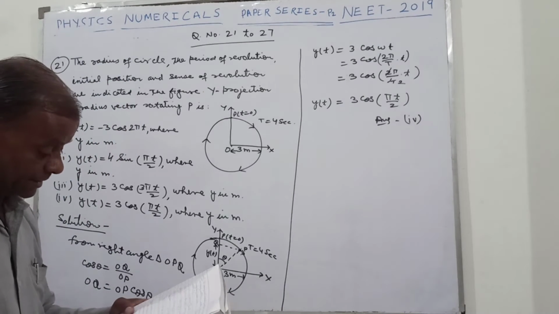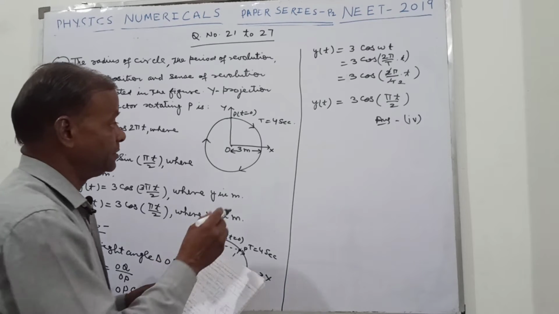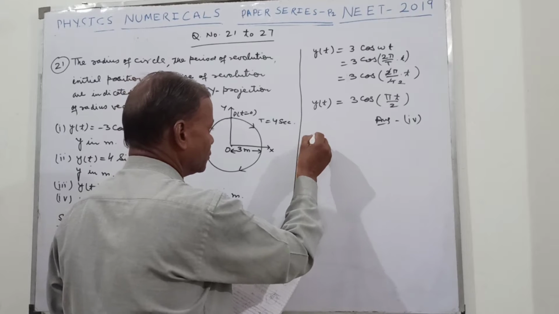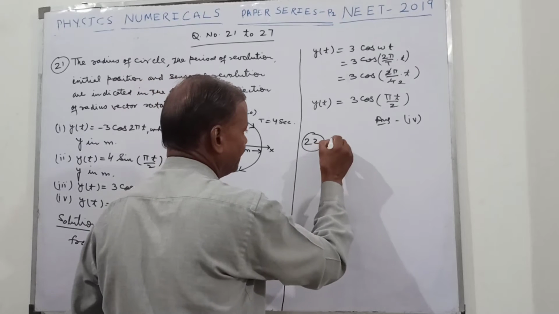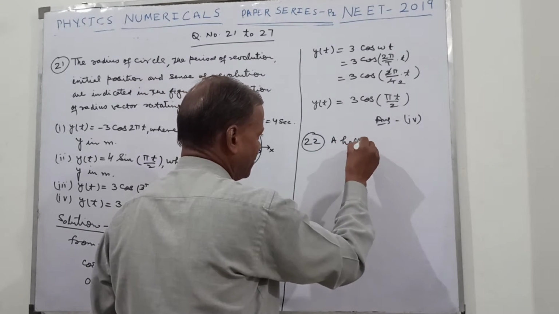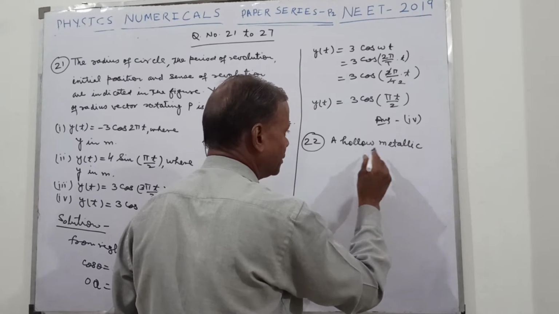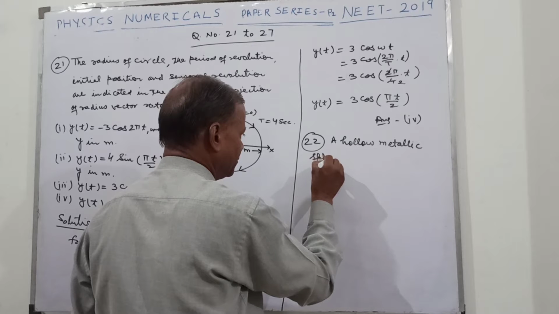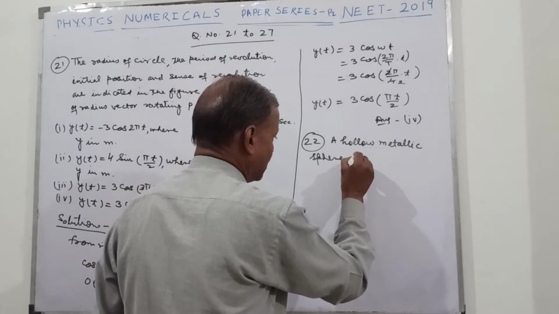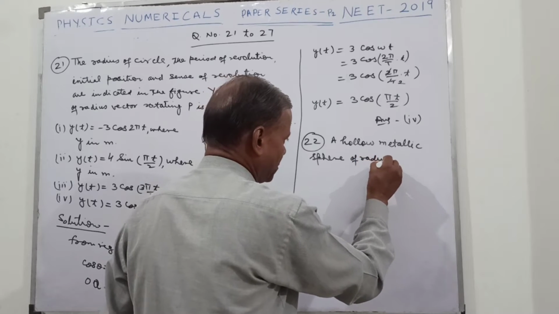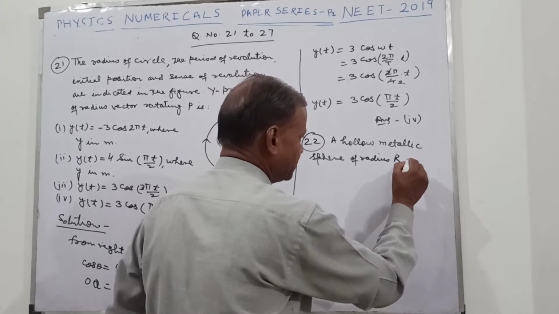And now I take the next question, that is question number 22. A hollow metallic sphere of radius r is uniformly charged.